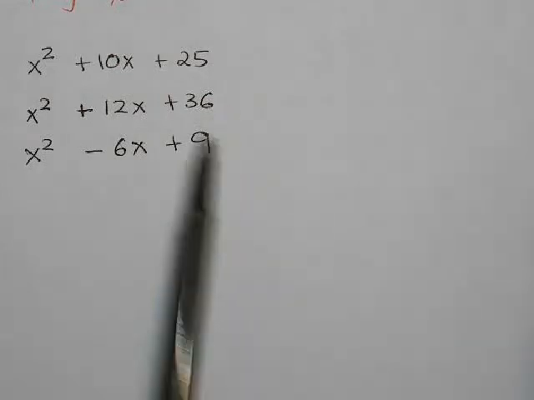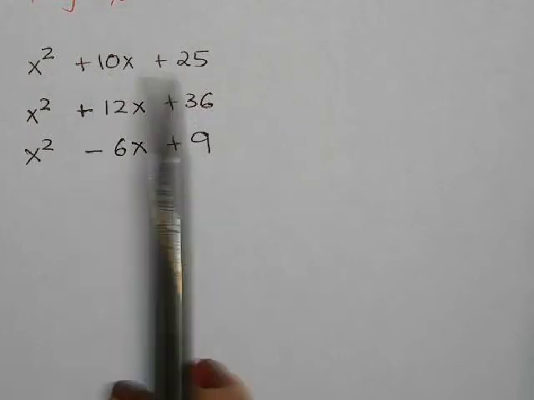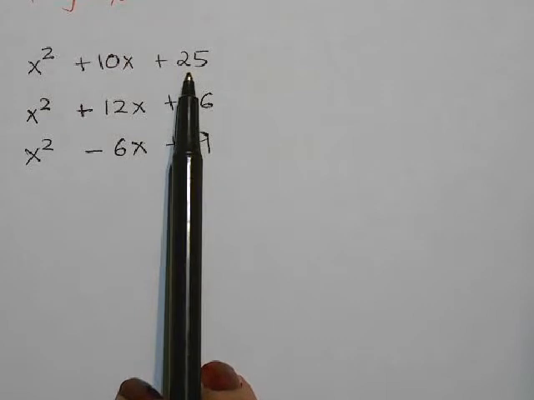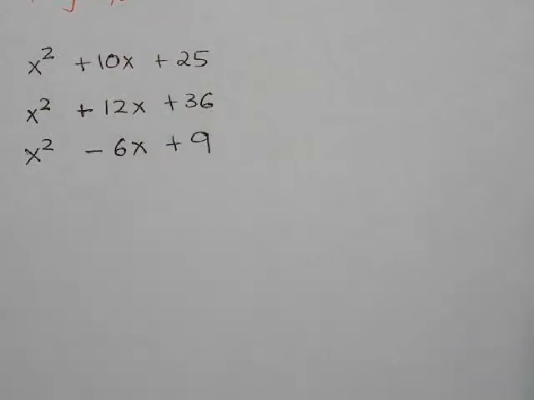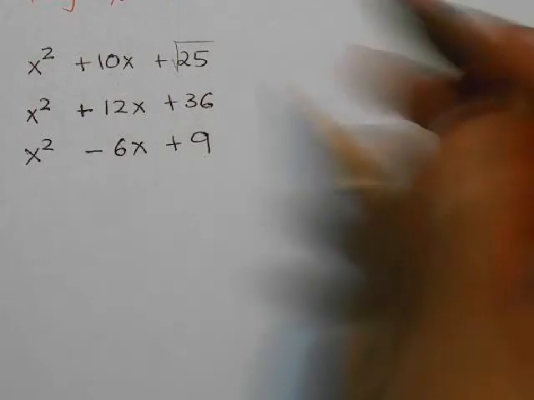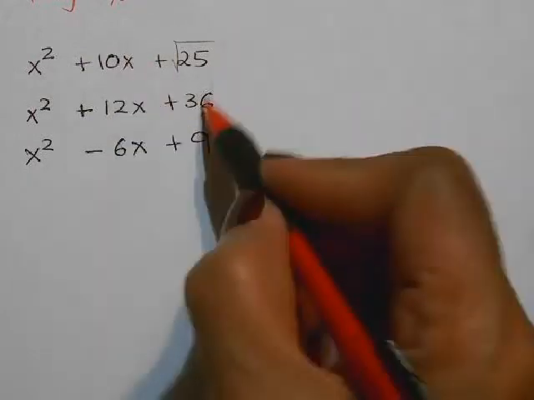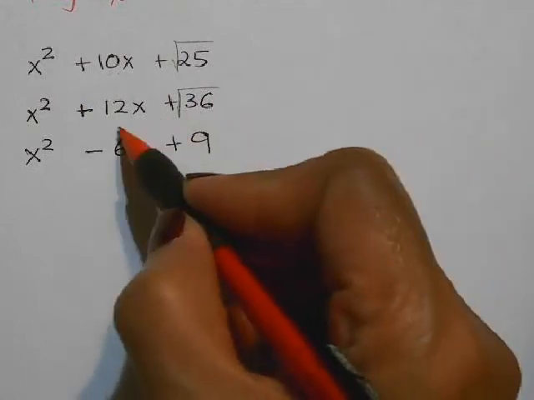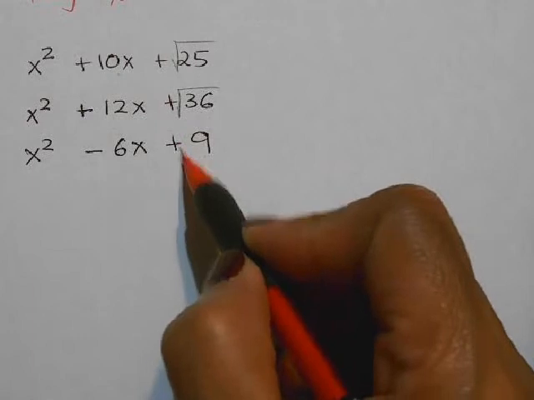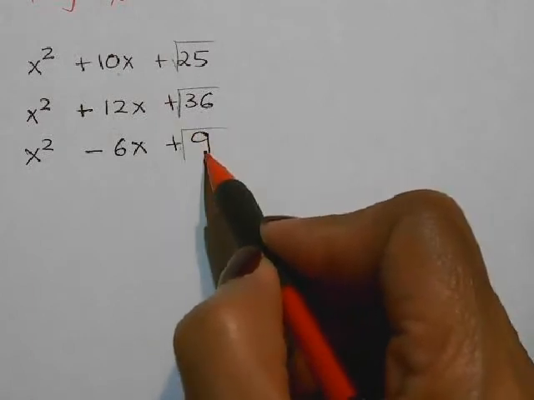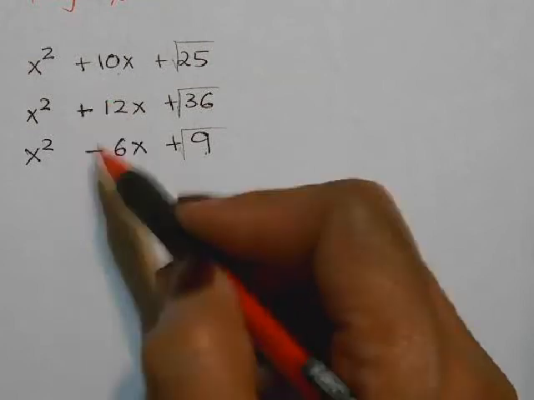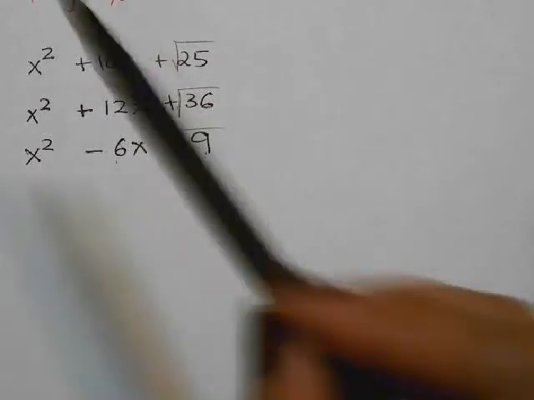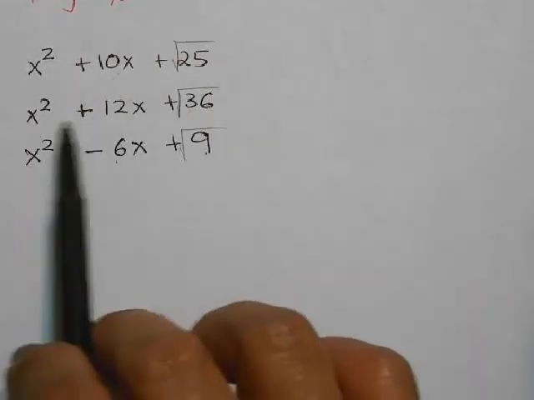And then the middle number here is 2 times the square root of that. What's the square root of 25? Square root of 25 is 5, right? And times 2 is 10. Square root of 36 is 6, right? Times 2 is 12. Square root of 9 is 3. Times 2 is 6. It could be positive or negative. Okay, so you see the pattern.